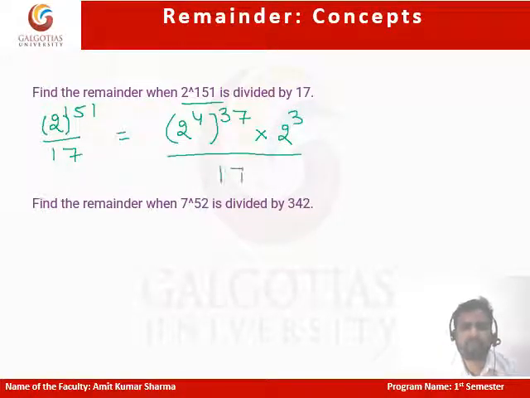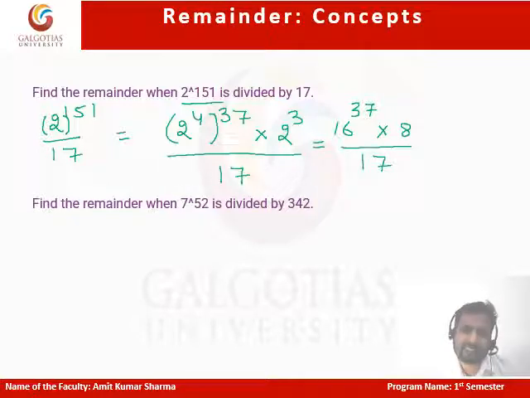Divided by 17, this is our expression now. It is 2 to the power 4, means we can say 16 raised to the power 37 multiplied by 2 cube, which is 8, divided by 17. This is our expression. Now 16 divided by 17, I can say remainder is minus 1. Minus 1 raised to the power 17, which is again minus 1, and it is 8. So what is the final remainder? Minus 1 multiplied by 8, which is minus 8 divided by 17.